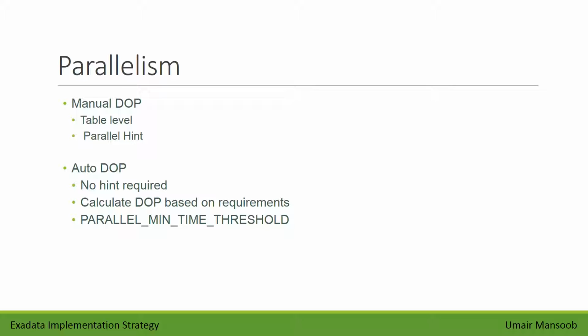The threshold is set by a database parameter called parallel_min_time_threshold. The default of this parameter is 10 seconds. If you want to run more statements in parallel, make sure to reduce that parameter so that more plans can qualify for parallel execution.